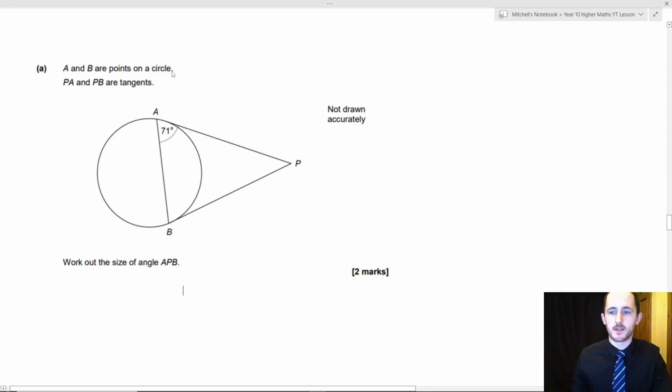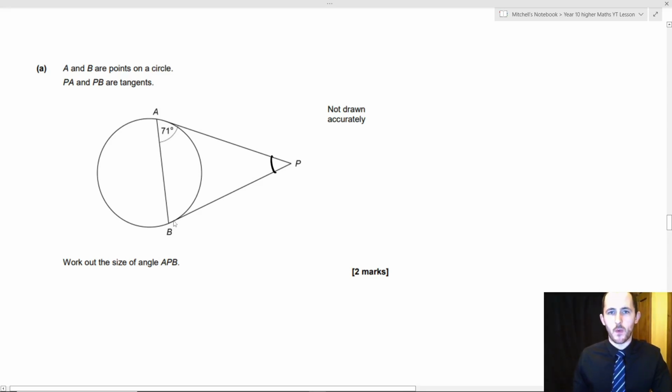Okay, so let's read this question. A and B are points on a circle. PA and PB are tangents. Work out the size of angle APB. So just so you know, that's going to be this angle here. Now this looks pretty bare bones at the moment, right? AB is not the diameter, well done. And we know that because this angle's not 90 degrees, right? So it doesn't meet at the radius, which means this isn't a diameter. It's a chord. Good.